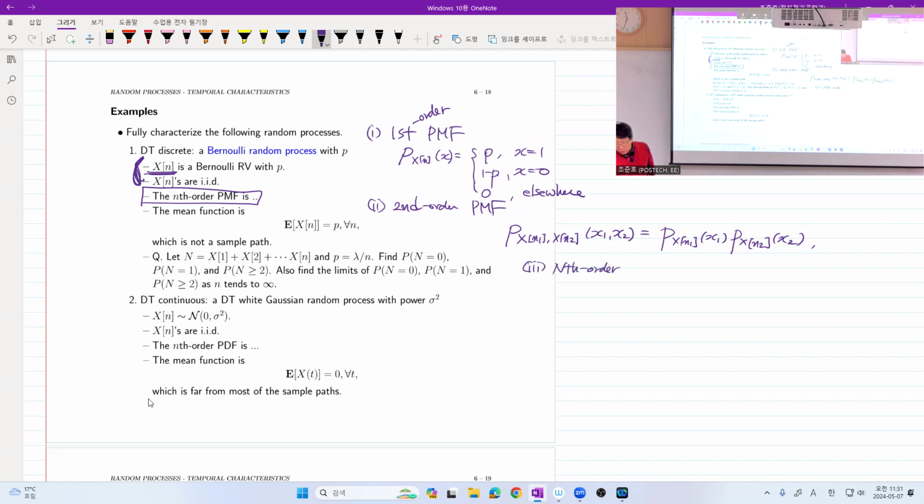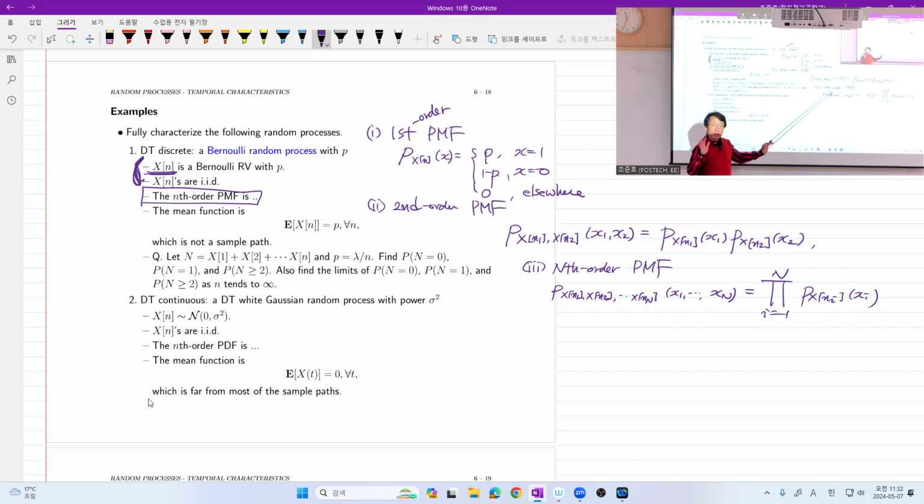Here capital N is not a random variable. So P of X_n1, X_n2, dot dot dot, X_nN. It's not a good notation, but what is that? Due to the IID-ness, we have the product of the marginal mass functions. Done. So we have just found any nth order PMF.